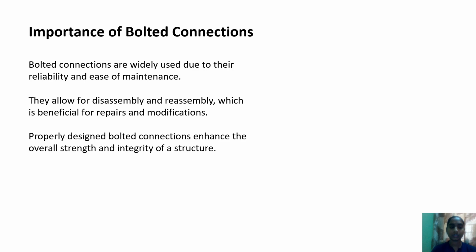Importance of bolted connections. Bolted connections are widely used due to their reliability and ease of maintenance. They allow for disassembly and reassembly, which is beneficial for repairs and modifications. Properly designed bolted connections enhance the overall strength and integrity of a structure.